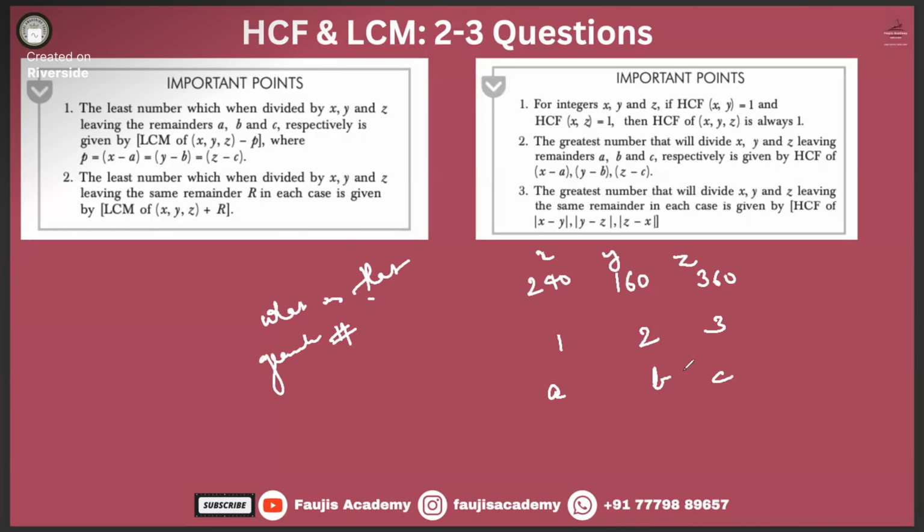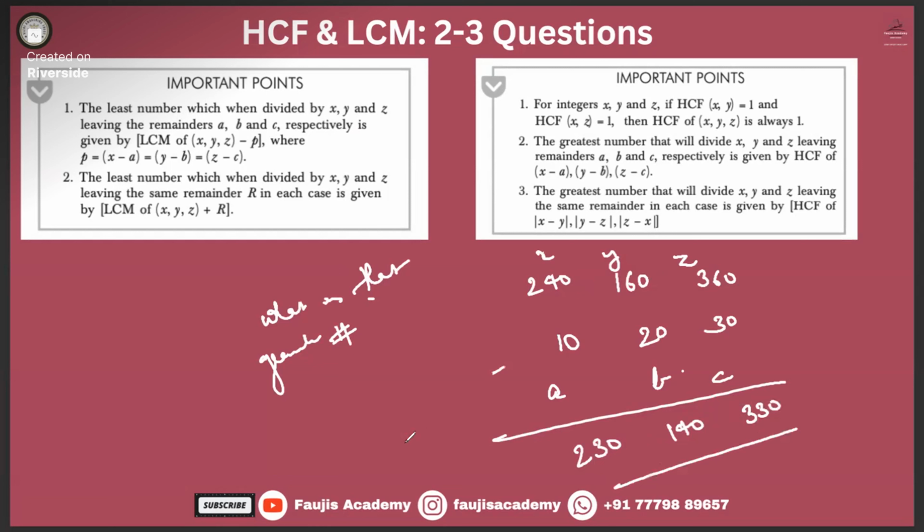Or otherwise, let's say it leaves the remainder of 10, 20 and 30. So what is that number which, when it divides these particular numbers, leaves these as remainders? The first step is to do 230, 140 and 330. Now find the HCF of this.